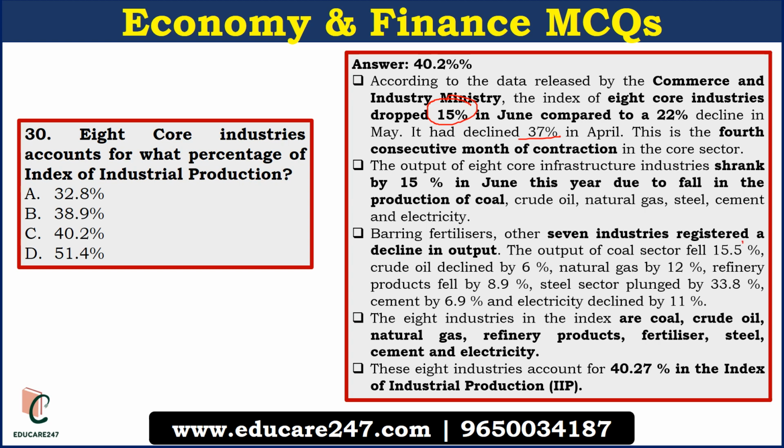Coal recorded a 15.5% decline. The steel sector recorded a 33.8% decline. Electricity recorded an 11% decline. All the 8 core industries are coal, crude oil, natural gas, refinery products, fertilizers, steel, cement and electricity. These 8 industries are very important. Please remember the names of these 8 industries. It can be asked in the examination, and all these 8 industries account for 40.27% of the index of industrial production. So this is a very important concept and it measures the overall economic activity in our country.